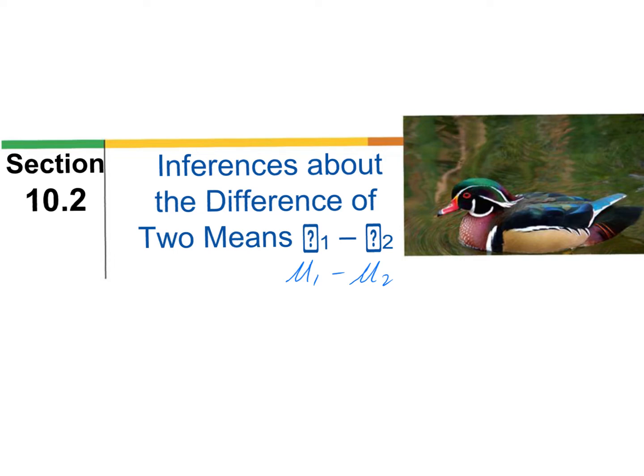All right, honors stats. This is chapter 10.2, dealing with inferences about the difference of two means, which we're going to call mu1 and mu2. All right, so there's four different things that we're going to do in here.